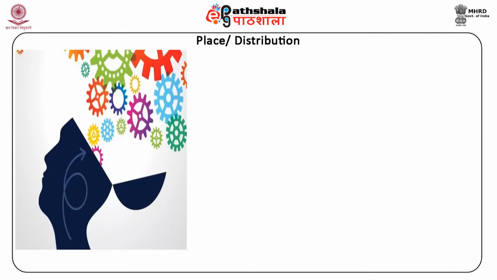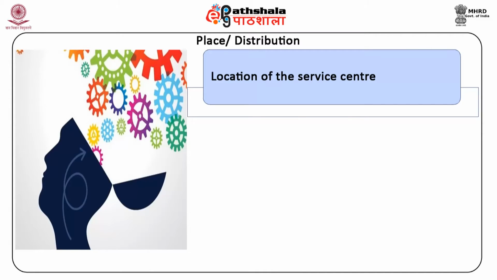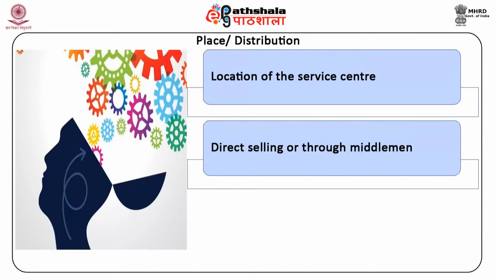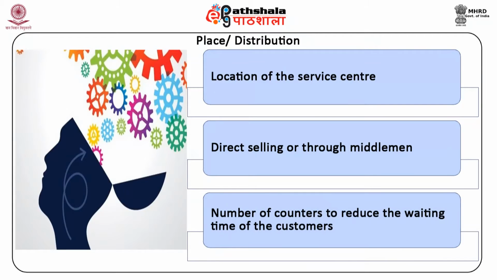Place and distribution. In case of services which are personalized, the service provider can serve a limited number of customers. Here, the server can visit the customer's place to serve, or the customer can obtain the services at the service center. The decisions involved under this category are location of the service center, direct selling or through middlemen, and number of counters to reduce the waiting time of the customers.